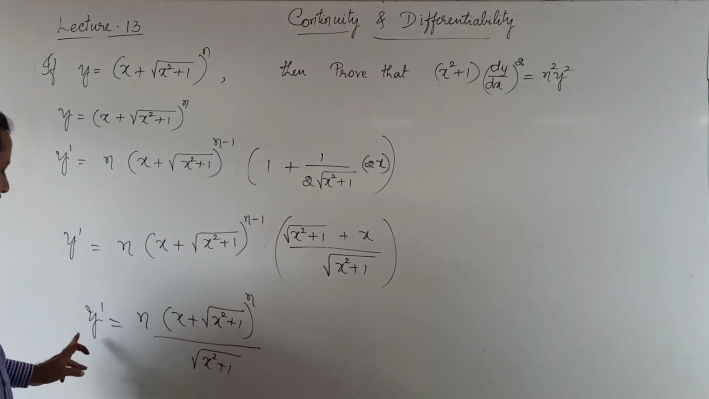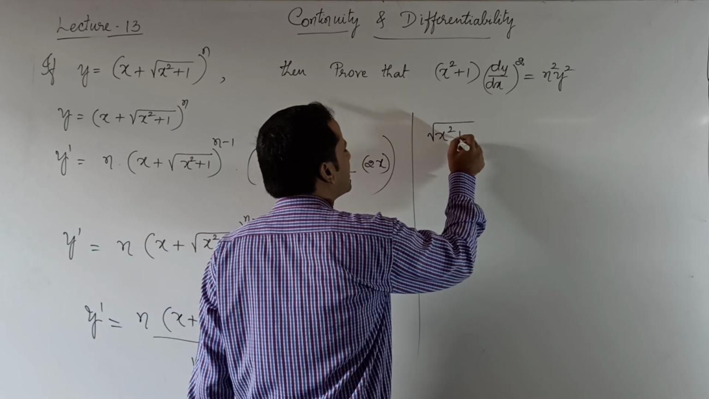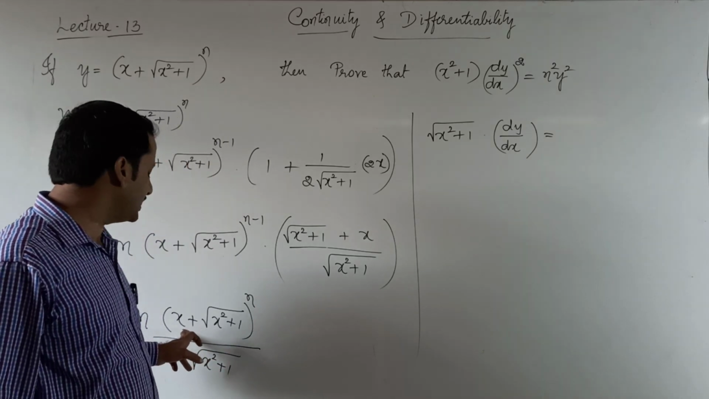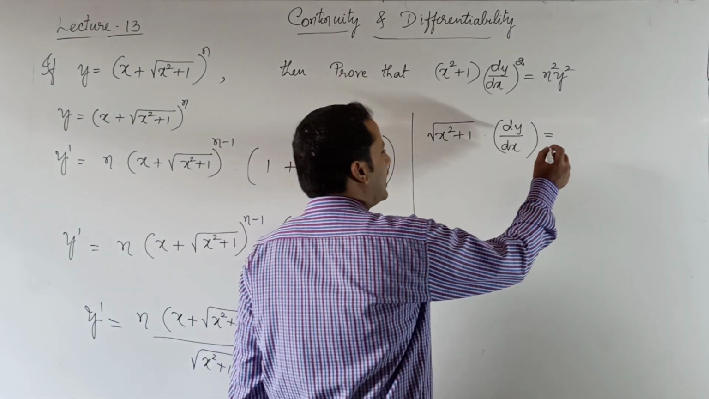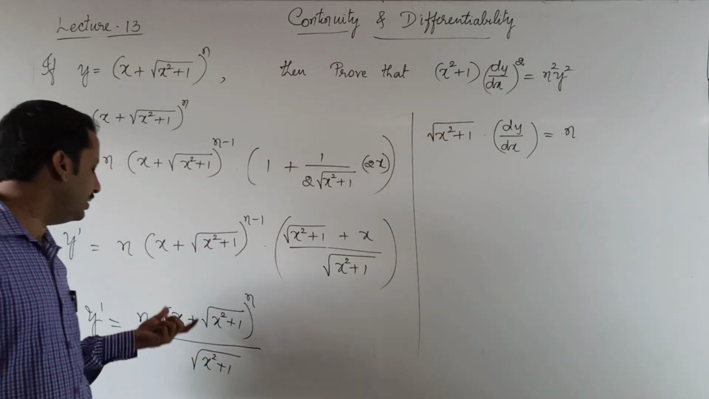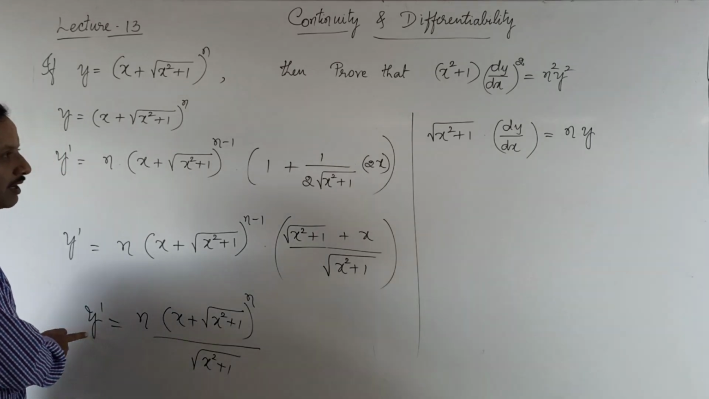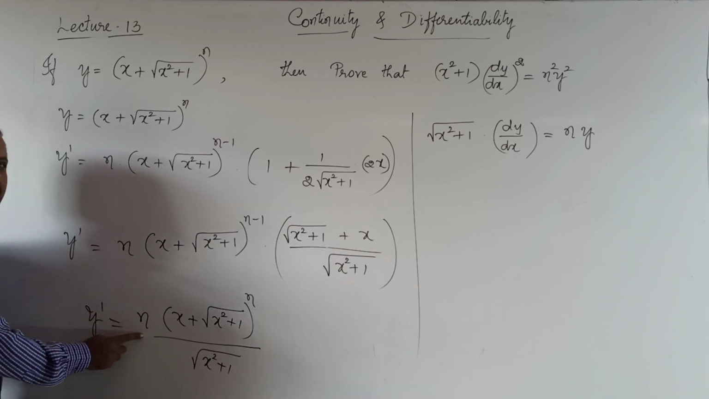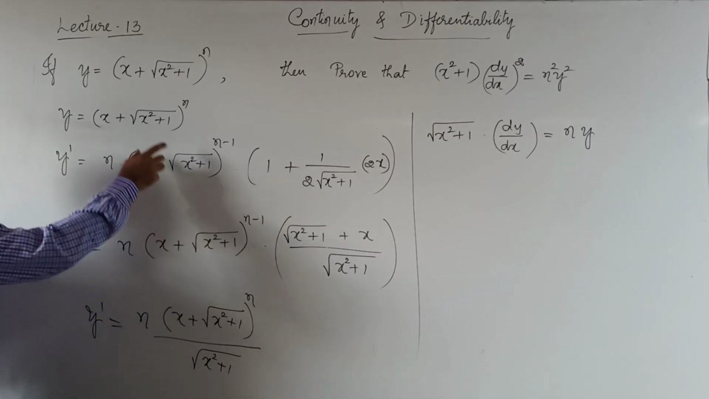Okay, cross multiply this. Y dash I can also write as dy by dx. So we have root of x square plus 1 into dy by dx is equal to n into x plus root of x square plus 1 whole power n. This x plus root of x square plus 1 whole power n, we can replace it by y. Just observe here, this y dash I wrote as dy by dx. This root x square plus 1 I brought to LHS. And in RHS we have n into y.